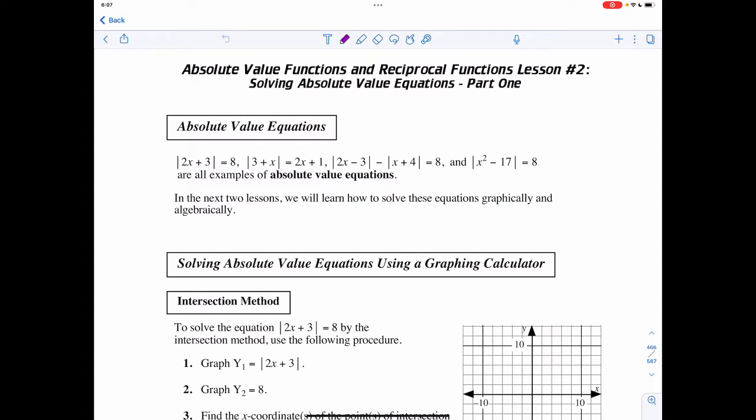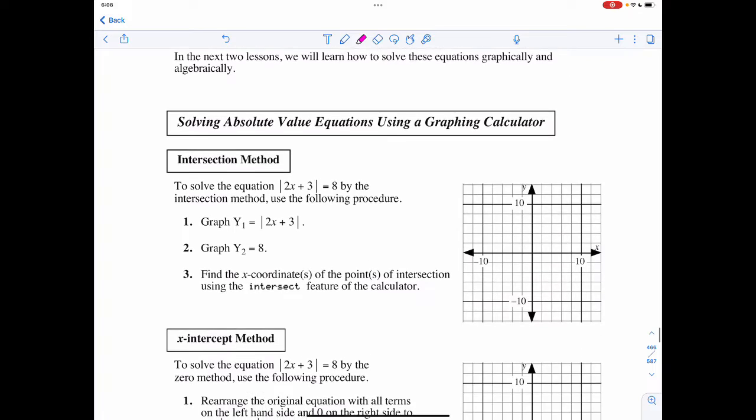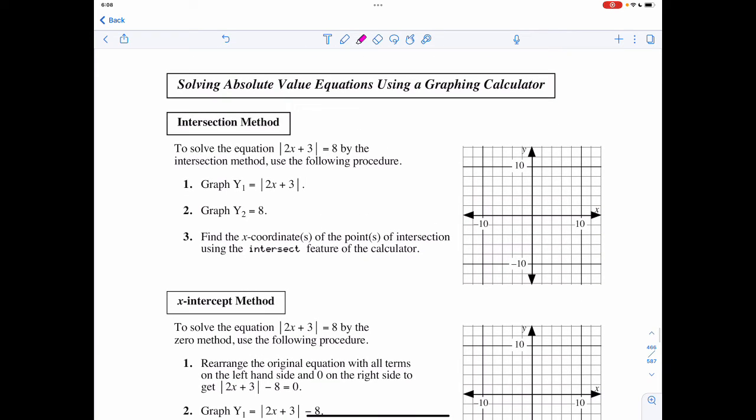Okay, for this lesson, we're going to start taking a look at solving absolute value equations. So we know an absolute value equation is any equation that is going to include an absolute value. Now, these ones are all going to have a variable in the equation. So we're trying to solve for the possible values of x that would make this work. One method we have for this is that we can do it by graphing.